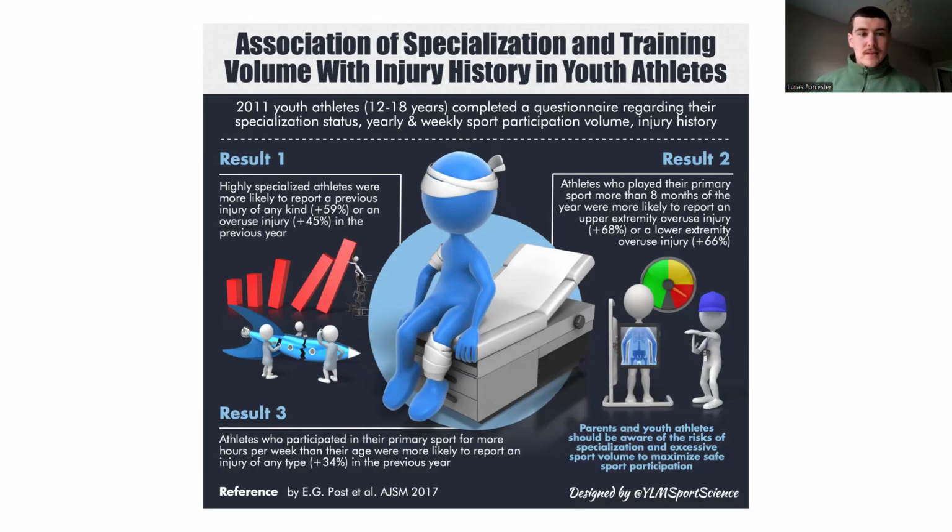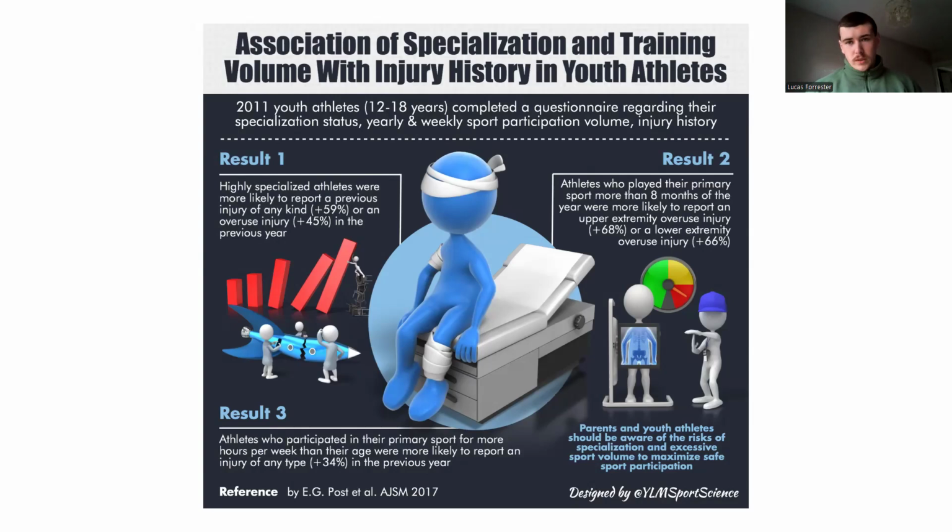And they found that having this high specialization in one sport resulted in a higher increase of injury in these youth athletes. The really interesting one I found, quite a big one, was this result too: athletes who played their primary sport more than 8 months of the year were more likely to report an upper extremity overuse injury of 68% or a lower body injury of 66%.